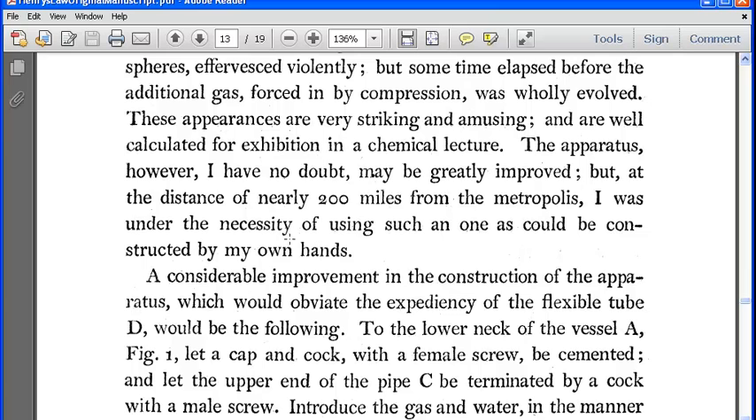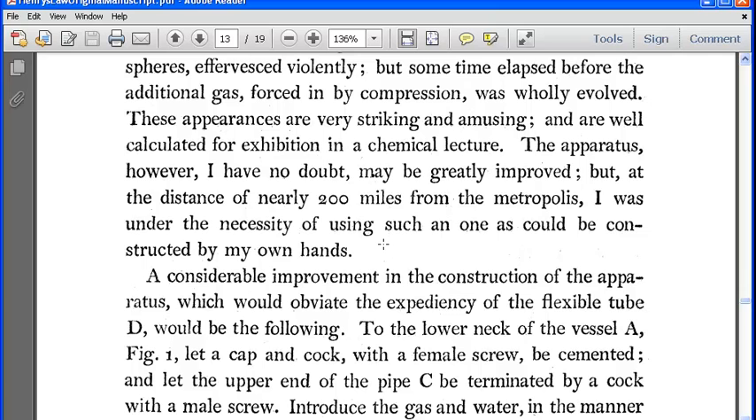Well, anyway, there's a couple other interesting things to read here. Here's one of them. So Henry had to build an apparatus. You just couldn't go to the chemical stockroom back then. You had to build your own apparatus. And so he says that the apparatus, however, I have no doubt, may be greatly improved. But at the distance of nearly 200 miles from the metropolis, presumably London, I was under the necessity of using such a one as can be constructed by my own hands.